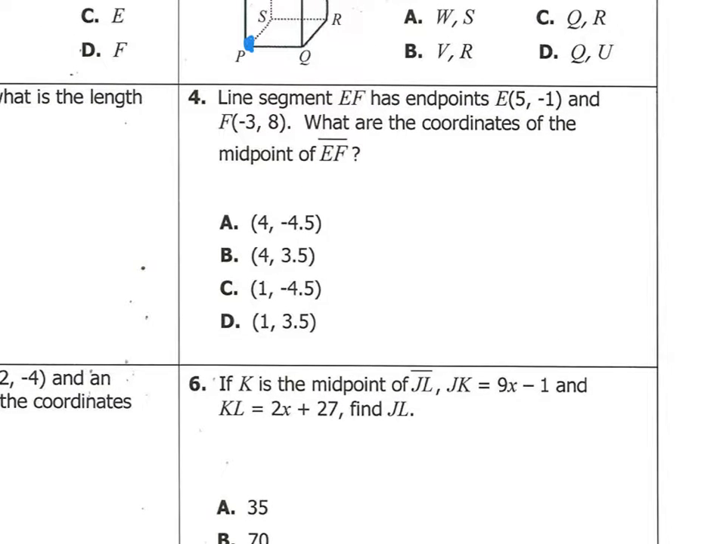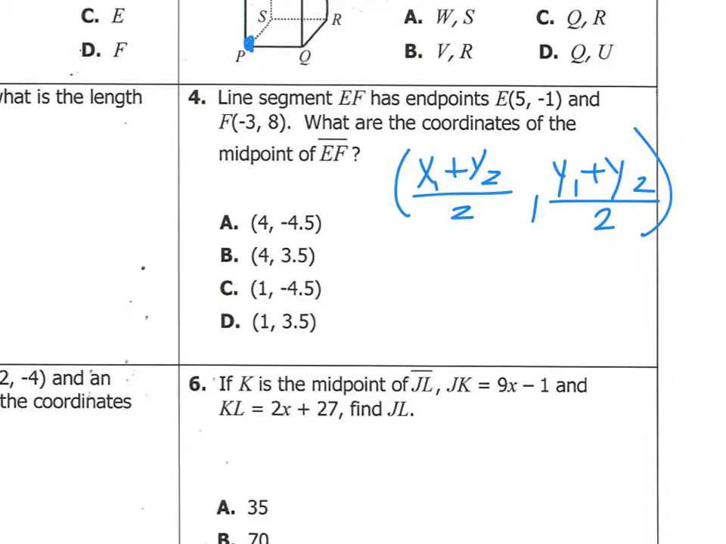Number 4, line segment EF has endpoints E (5, -1) and F (-3, 8). What are the coordinates of the midpoint? Remember, to find a midpoint, we're just going to add x1 and x2 and divide by 2, and add y1 and y2 and divide by 2. Okay? And your answer should be in an ordered pair like this.